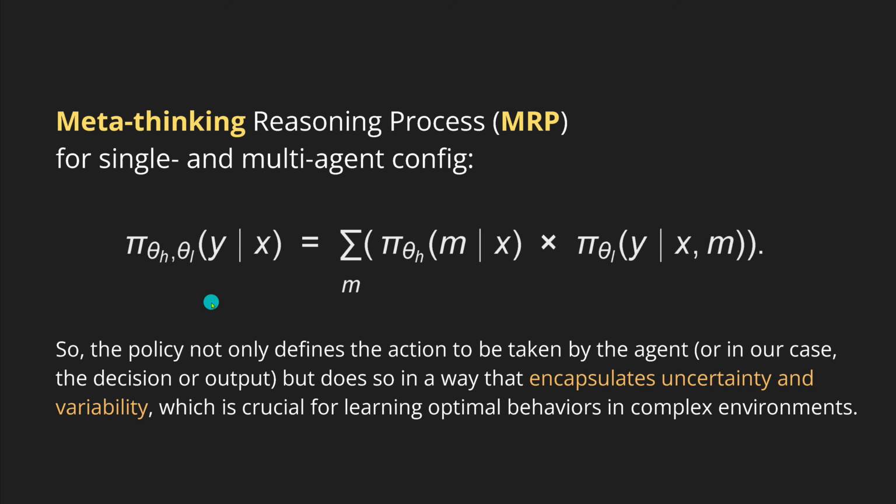So the policy not only defines here the action to be taken by the agent, or in our case, a decision or output function, whatever, but does so in a way that encapsulates here our uncertainty and our variability of the probability distribution, which is indeed crucial for learning and optimal behavior in complex environments. So we do not just go with a template or we choose from 12 different templates, one specific template. No, we want to go the next step.